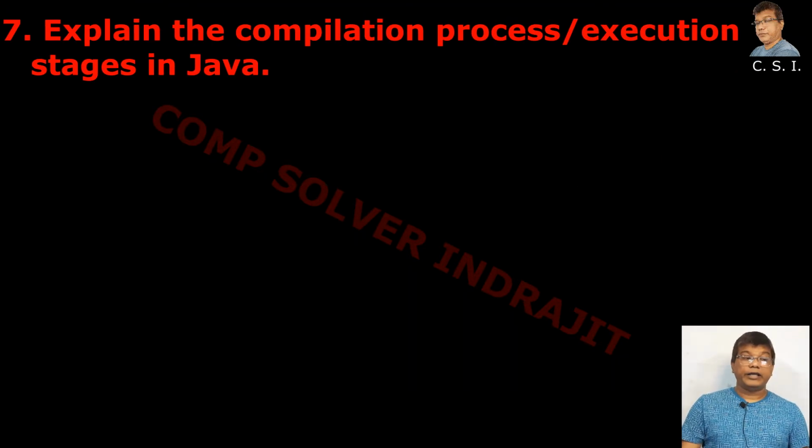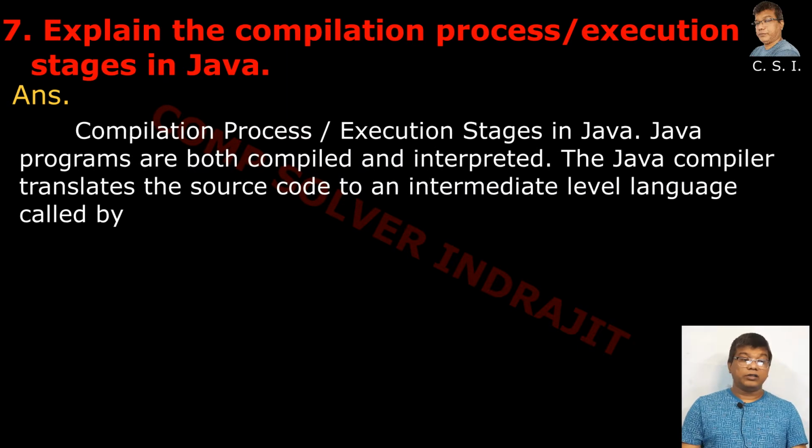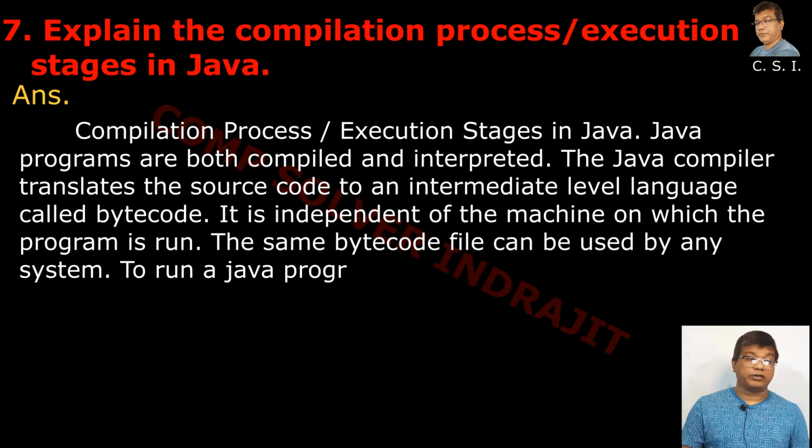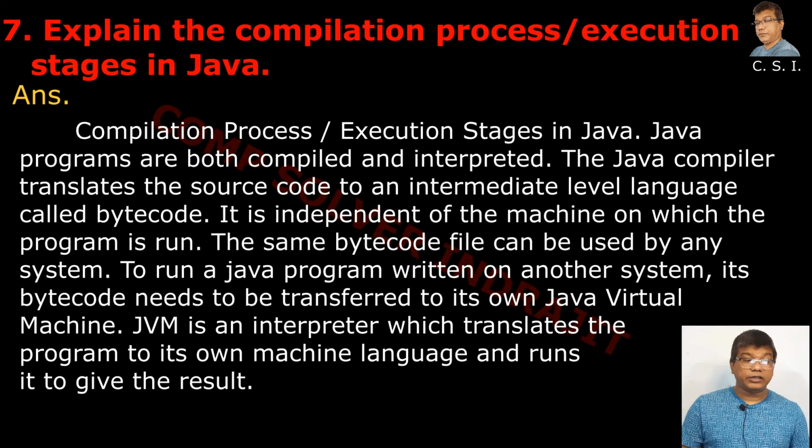Next question. Explain the compilation process or execution stages in Java. Java programs are both compiled and interpreted. The Java compiler translates the source code to an intermediate-level language called bytecode. It is also important that this bytecode is independent of the machine on which the program is run. The same bytecode file can be used by any system.